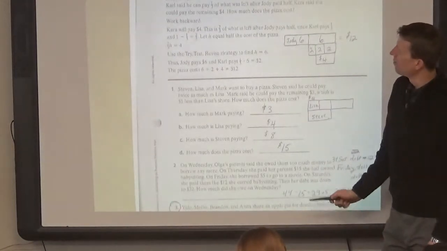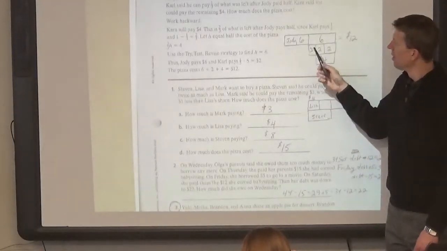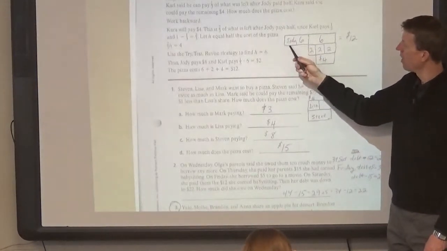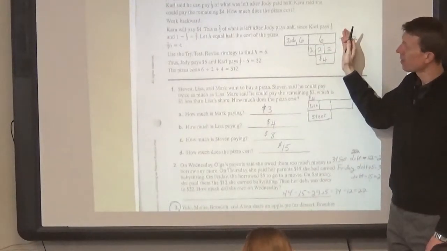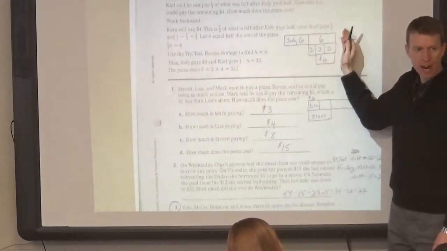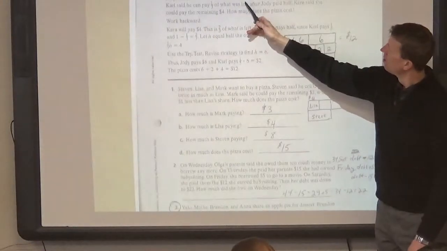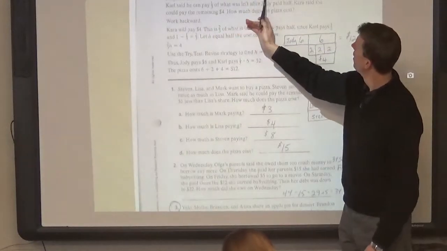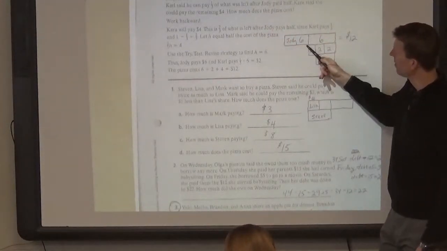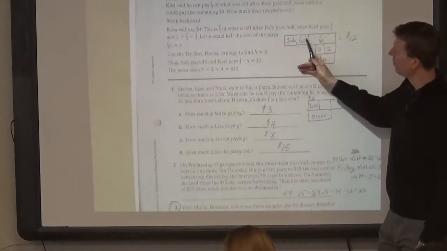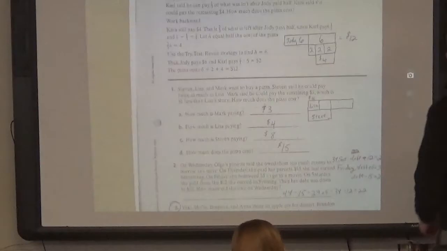First of all, a problem like this works really well with a model, and so I drew a model here. If you draw a large box which represents the price of the pizza, and then cut it into fractions that are in the problem. It says first that Jody can pay half of the cost, so I drew a line and cut it in half. This one has the answers already in it.